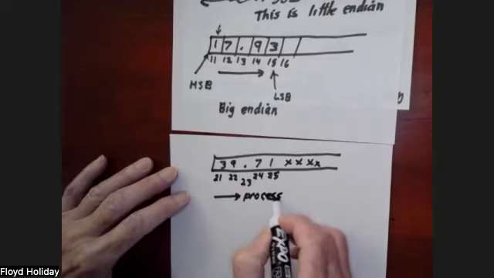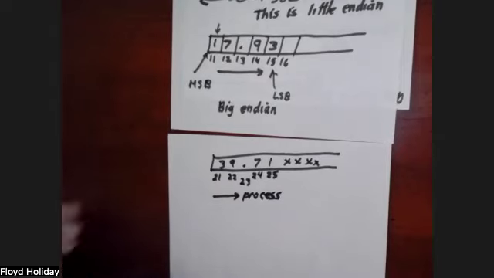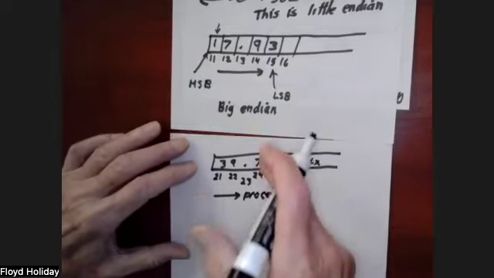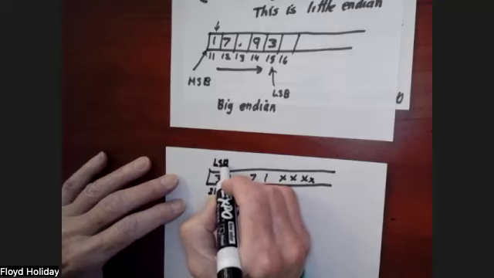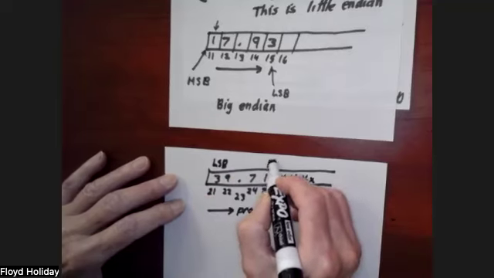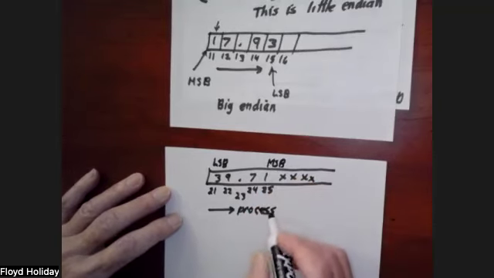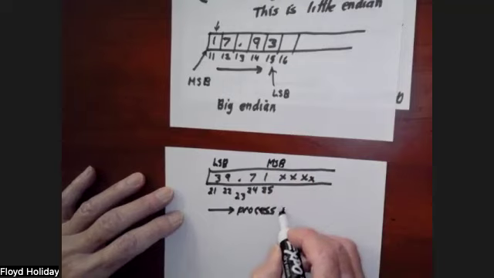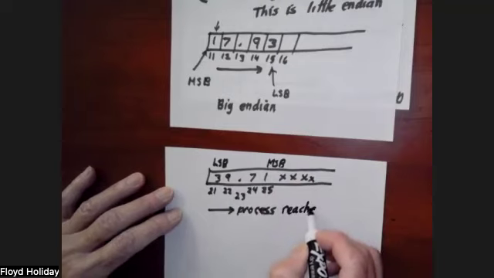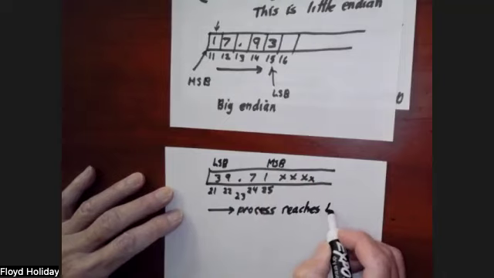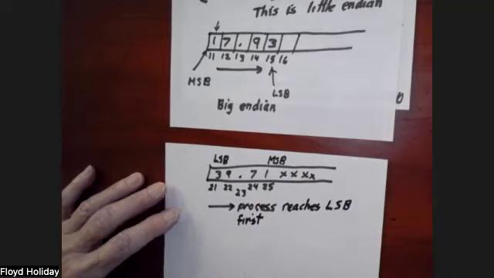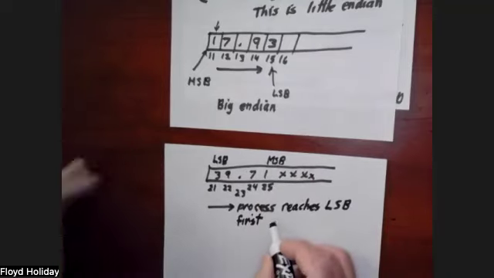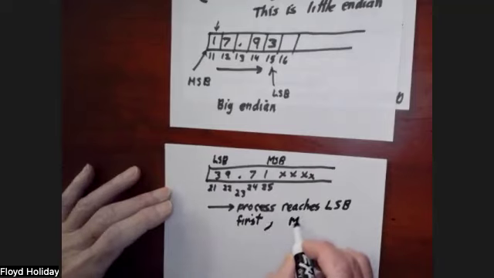Processing of that number is in this direction, and it's written in Little Indian intentionally so that the processing will reach the LSB first. And this one over here is the MSB. Processing reaches the LSB first, and consequently, it reaches the MSB last.